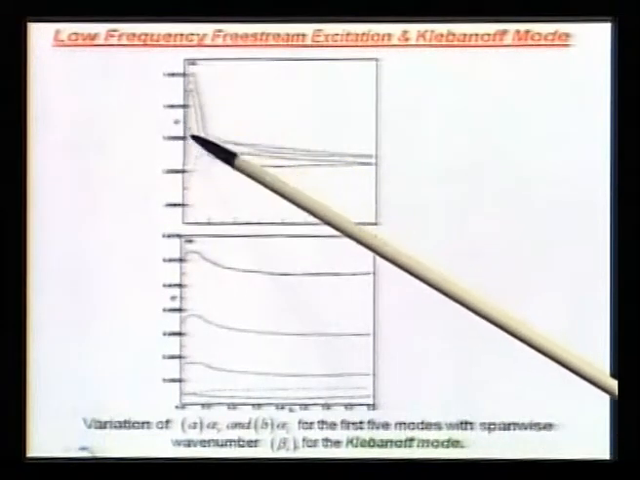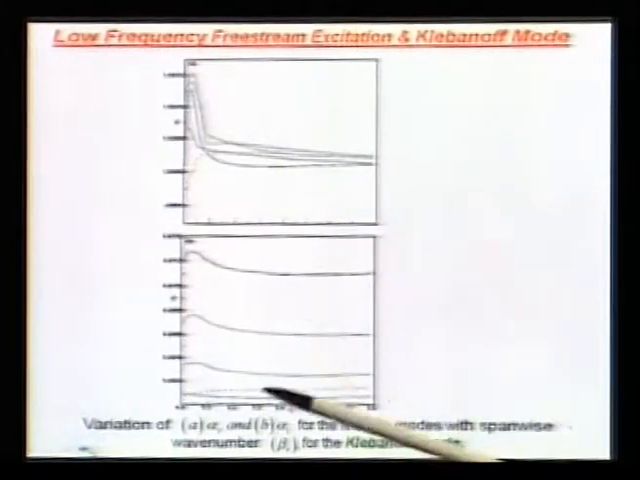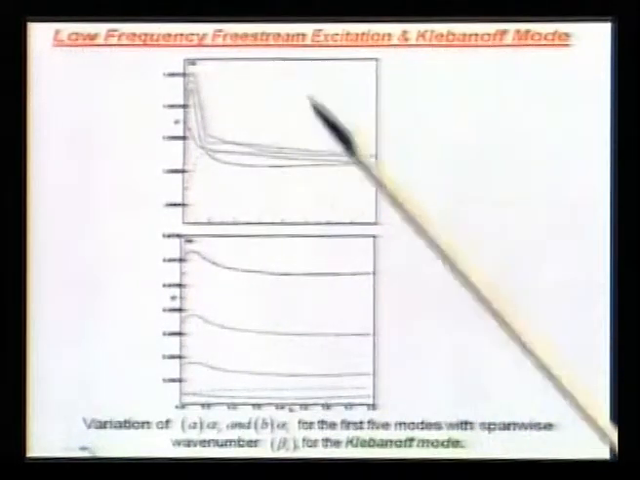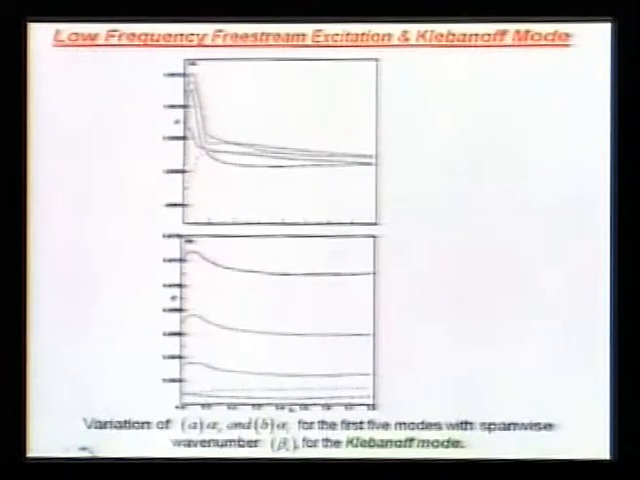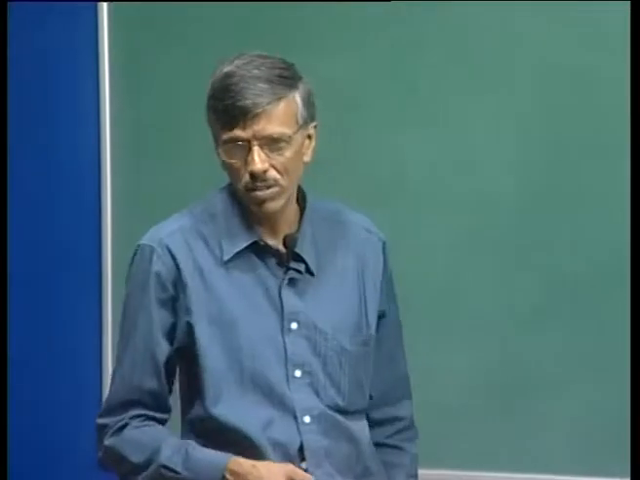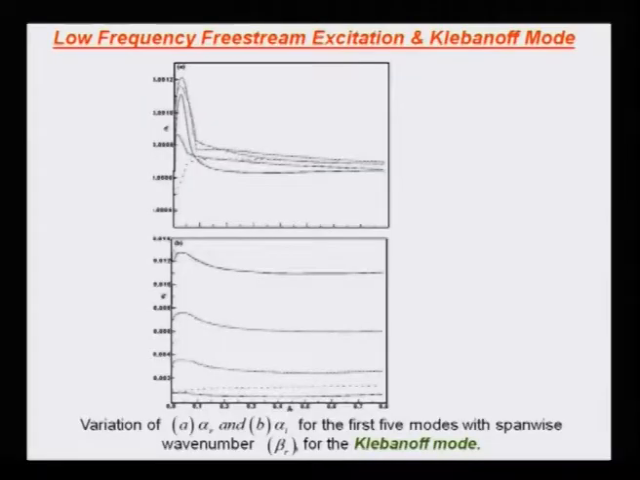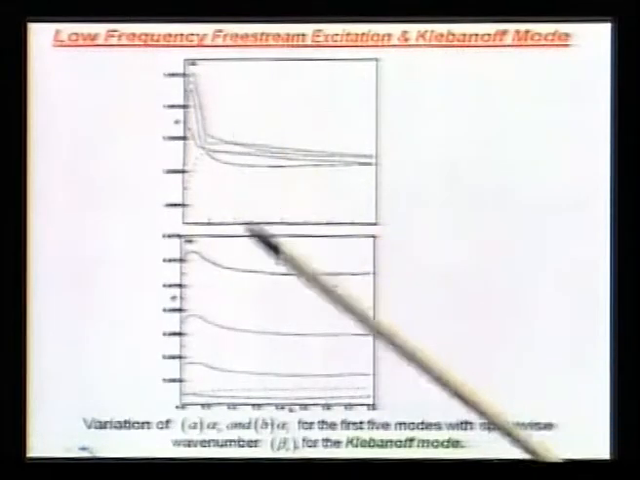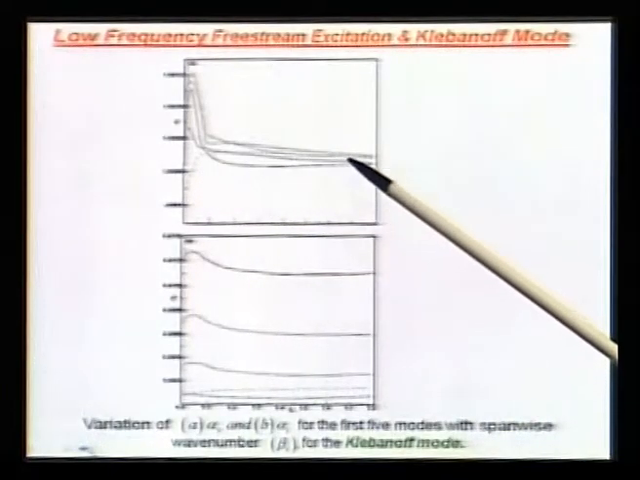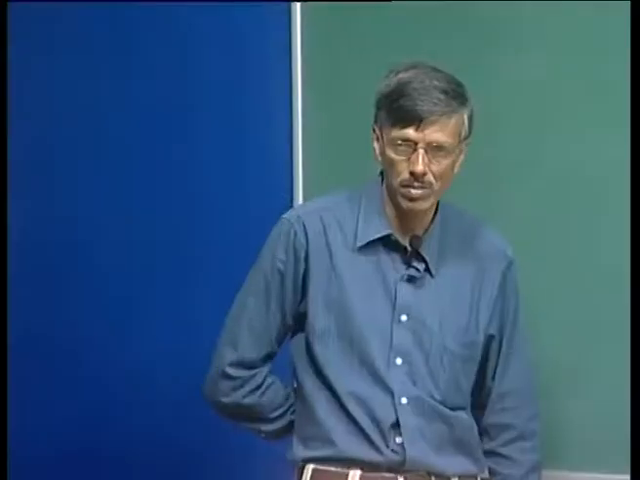So, this is alpha r versus beta r, and this is the alpha I versus beta r plot, and this is how we get it. What we have basically done is obtain say 5 such modes. That is what we are showing here, 5 such curves, and how they vary with beta r is shown here for these 5 waves.